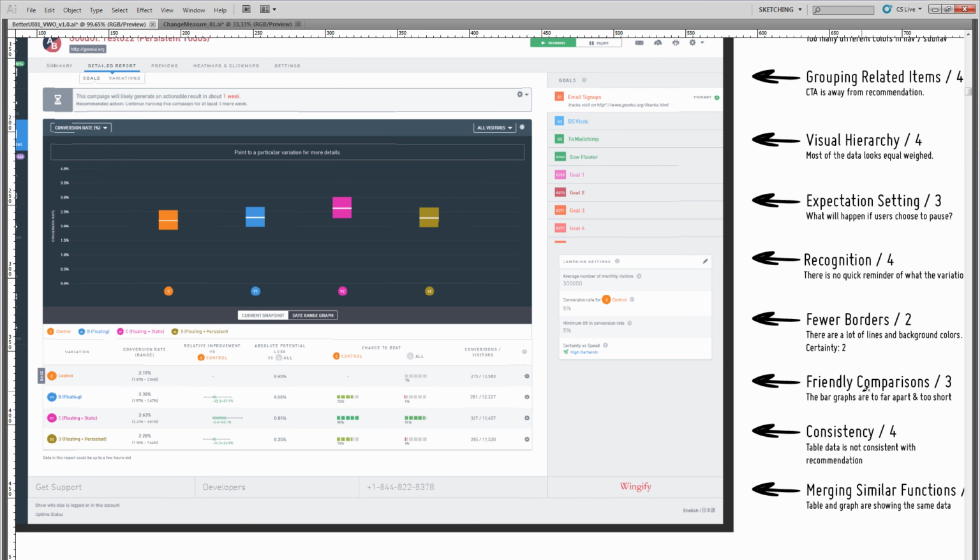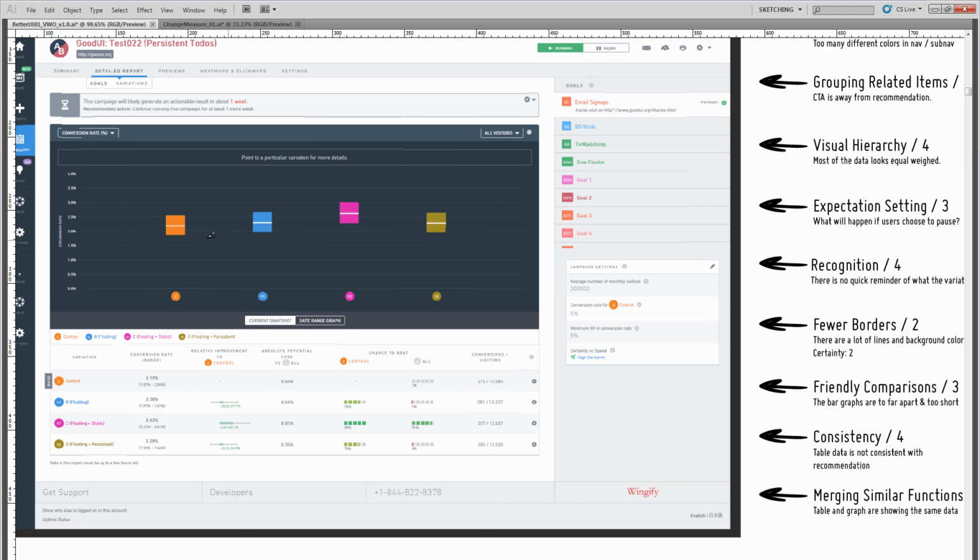Friendly comparisons. By this, I mean that just looking at the graph itself, this distance is far away, which makes it a little bit more difficult to compare, and also the narrow height of these bar graphs makes them more difficult to compare. You can see that blue is a little bit above orange, but there could be ways to make these visual comparisons easier.